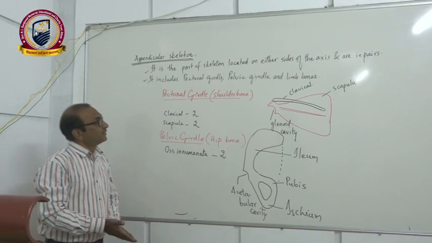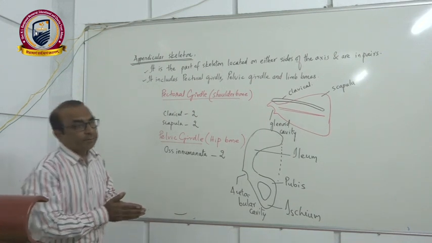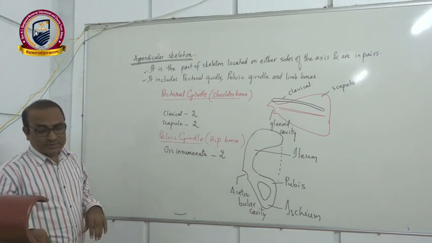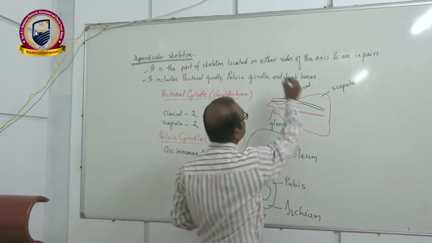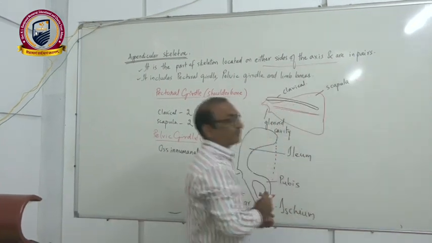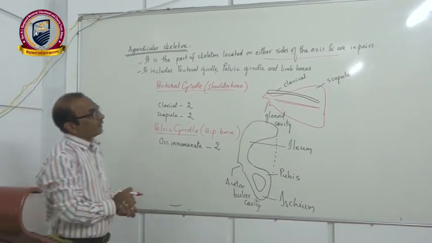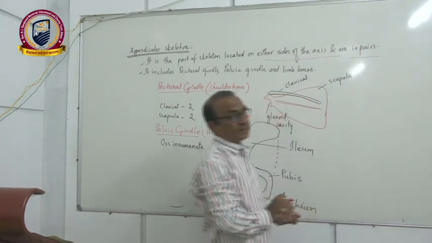Okay, now let us know about the appendicular skeleton. You already studied about the axial skeleton. Now, appendicular skeleton. What is appendicular skeleton? It is a part of our endoskeleton which is located on either side of the axis of the body. And another important thing is that these structures are in pairs.